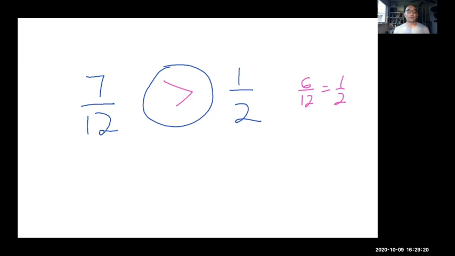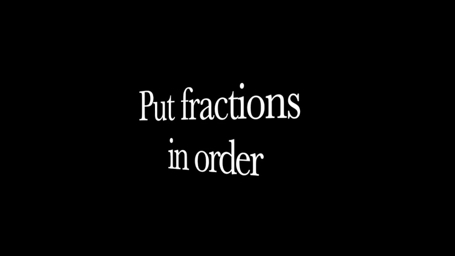But if I wanted to convert them so they're both the same denominator, I would make both of them be 12, right? Because 12 fits into 12 and 2 fits into 12. So this is just 7/12 is equal to 7/12, and 6/12 is equal to 1/2. And so again, 7/12 is greater than 6/12. So that's how you can do this one. Awesome.